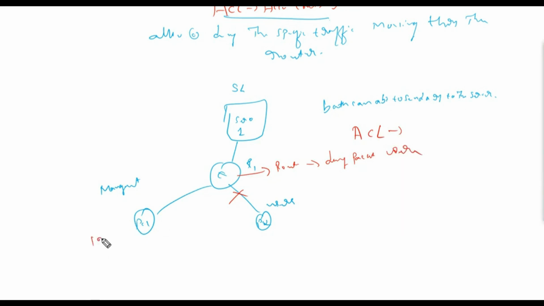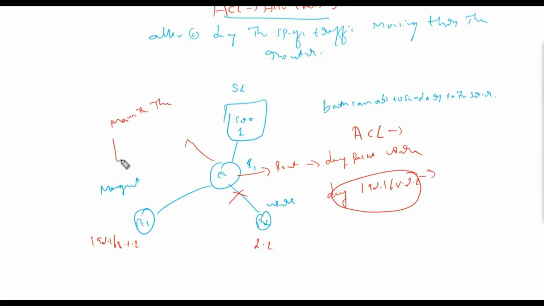Let's say I have IP address 192.168.1.1 and this is 2.1. I'm going to deny a packet whose source is 192.168.2.1. So we are going to create an ACL, we are going to create commands. What is it going to do? The ACL is going to maintain the flow of traffic from one router to another router.